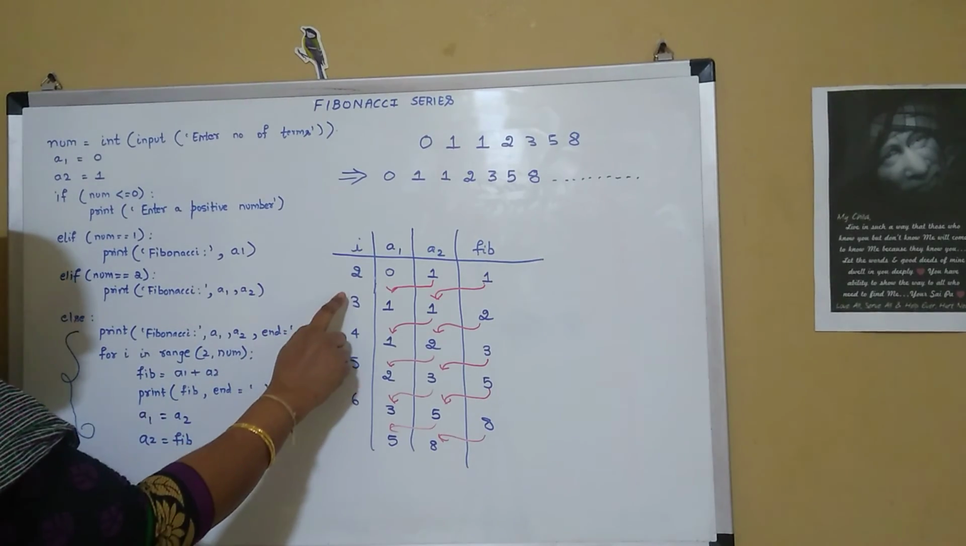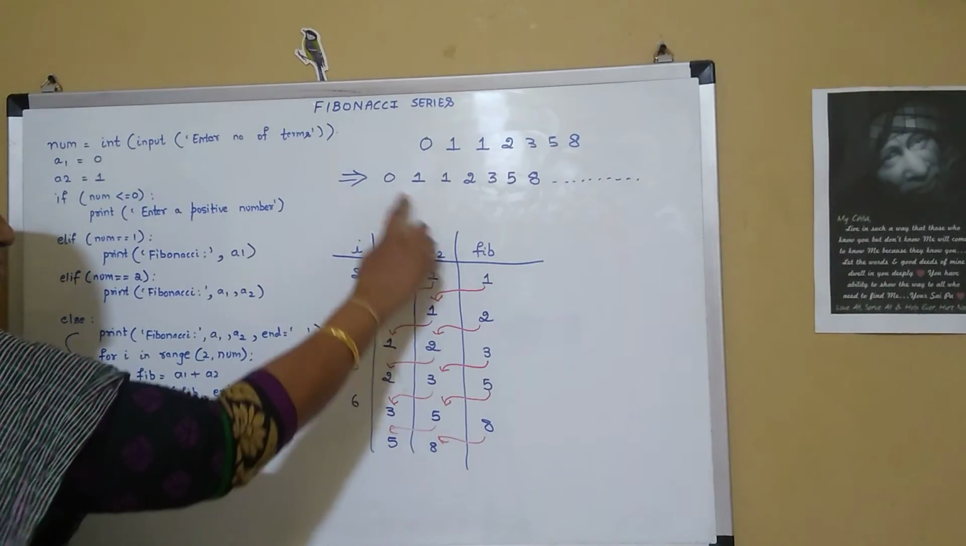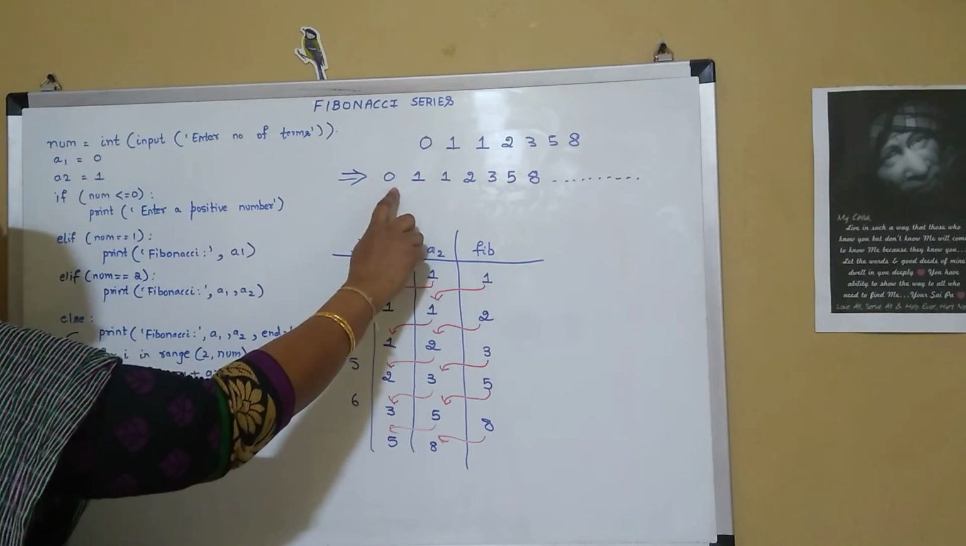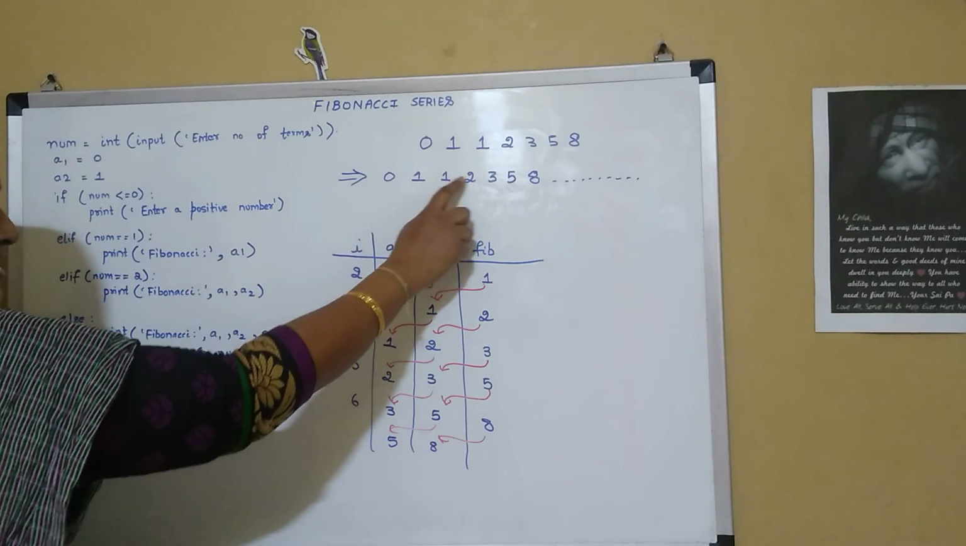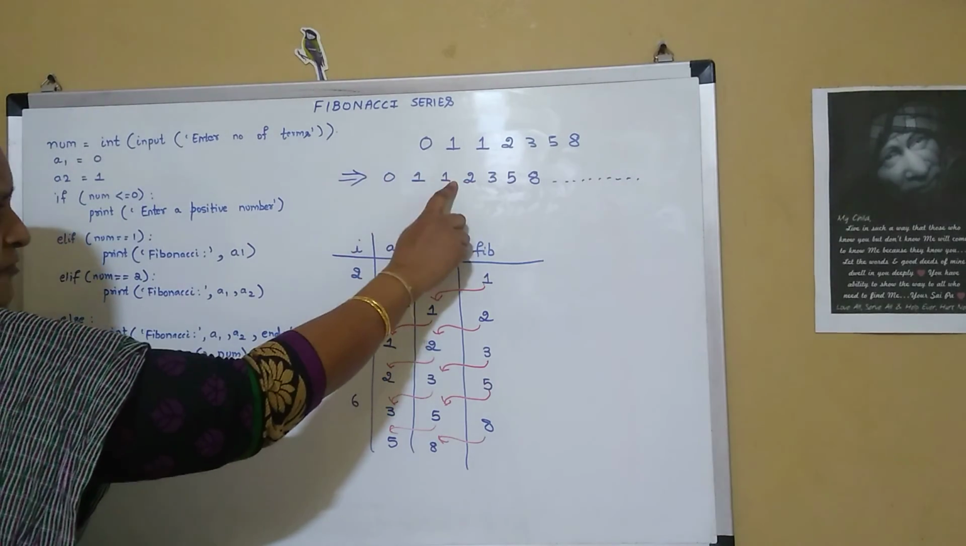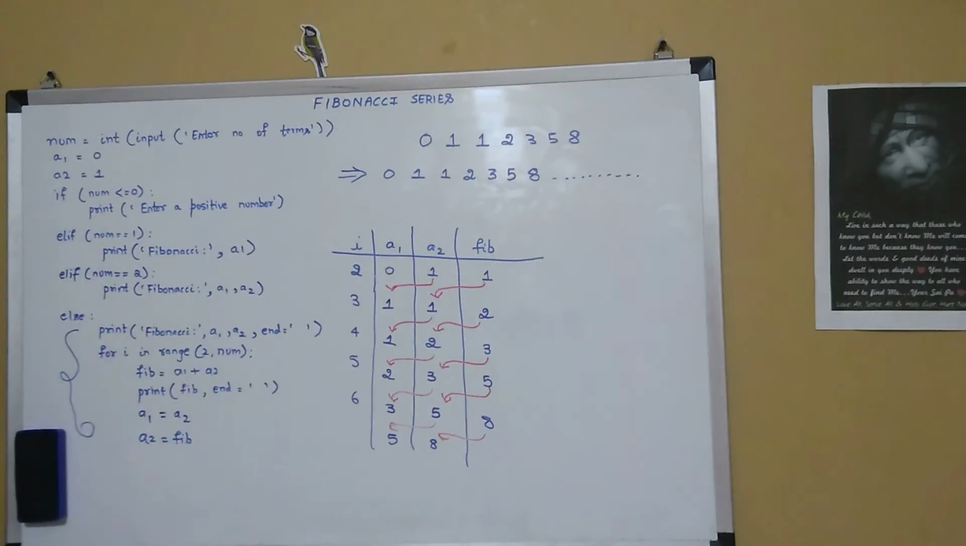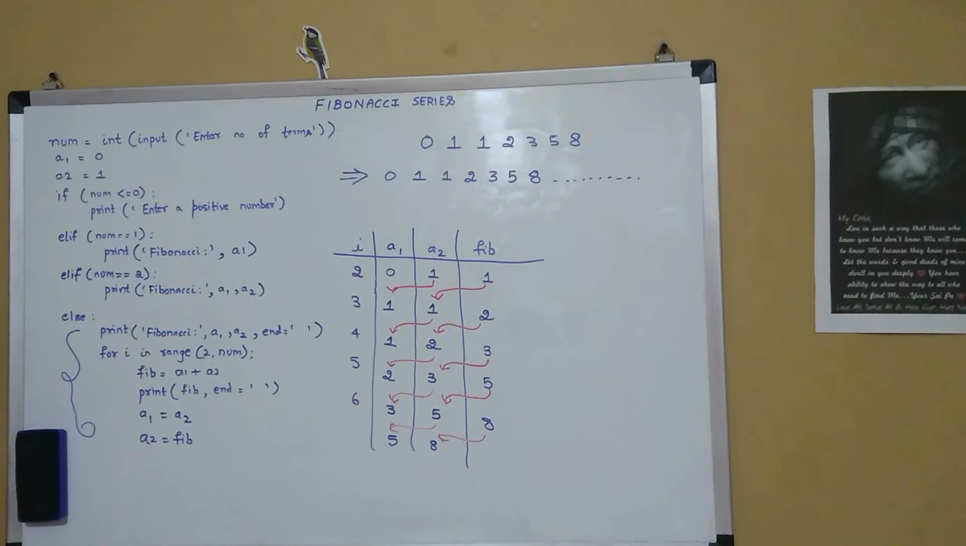If the term is 3, then it will print 0, 1, 1. For 4 terms, it will print 0, 1, 1, 2. For 5 terms, 0, 1, 1, 2, 3. So it continues, and this is the way we perform Fibonacci series in Python programming language.